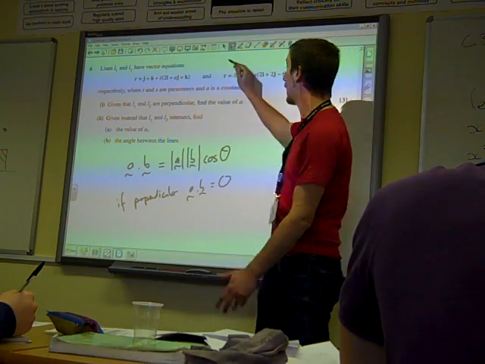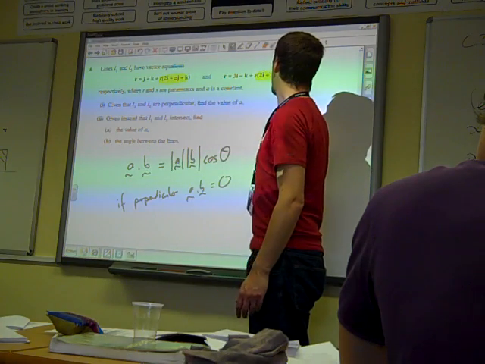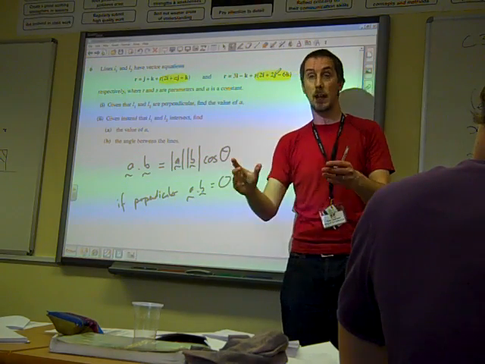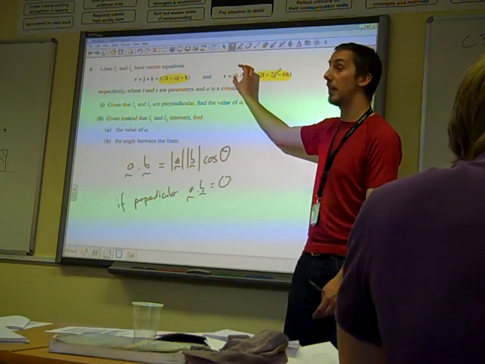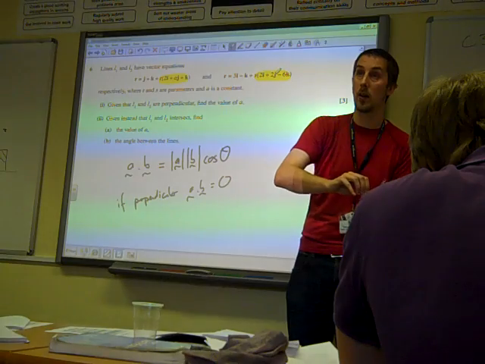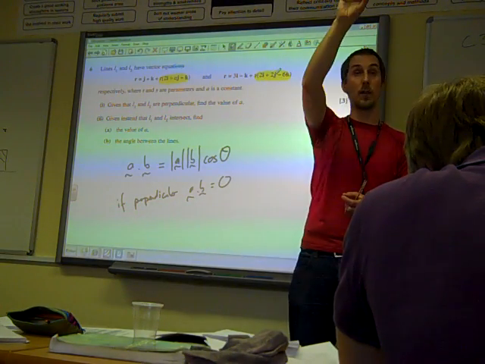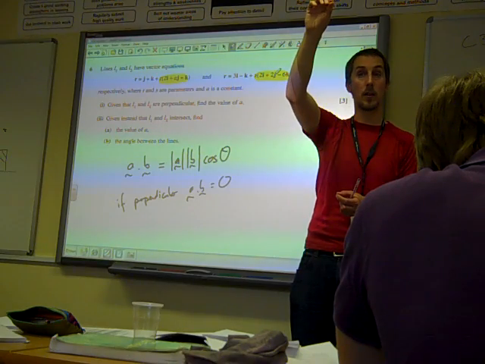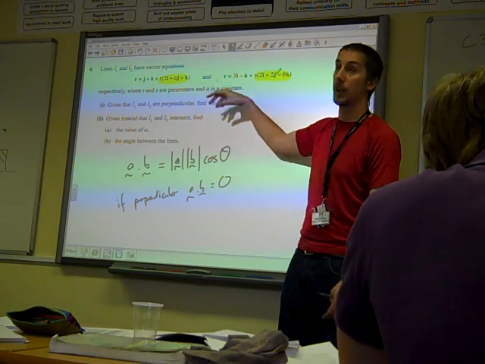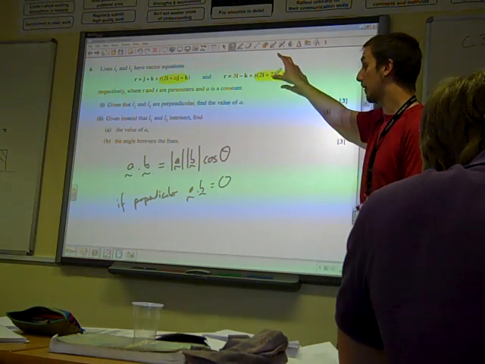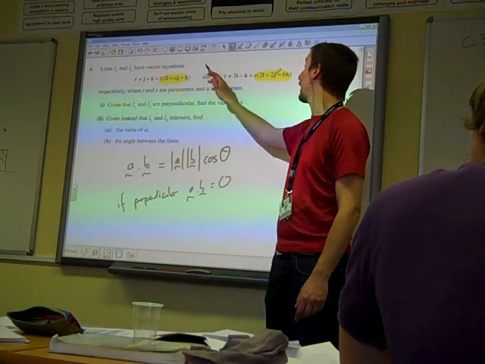That's an important result. Now when we talk about their direction, the only bit that matters is the bit that's multiplying the parameter. When you write the equation of a straight line, the first bit tells you how to get from the origin to the line, and the second bit tells you, once you're on the line, which direction you are going. So when we're talking about them being perpendicular, the bit that matters is their direction.